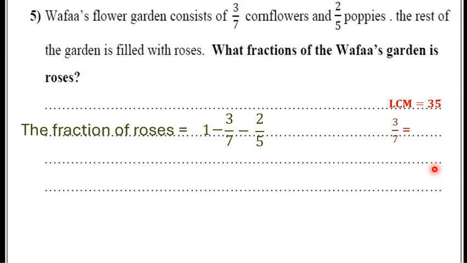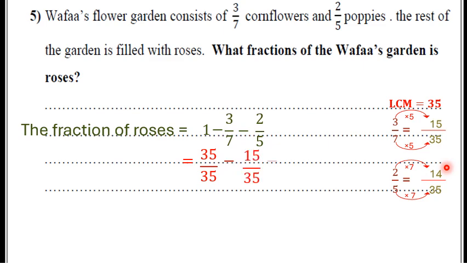So in the draft, 3 over 7 means what? Over 35. That means I multiply by 5 up and down, so it will be 15 over 35. And also 2 over 5 means what? Over 35. That means I multiply by 7 up and down. So it will be 14 over 35. What about the whole? The whole, I will cross it and write also 35 over 35, like the others, to have like denominators. 35 over 35 minus 15 over 35 minus 14 over 35.